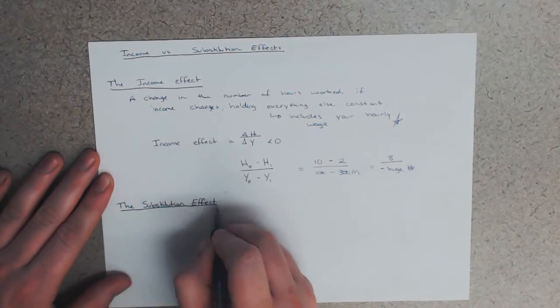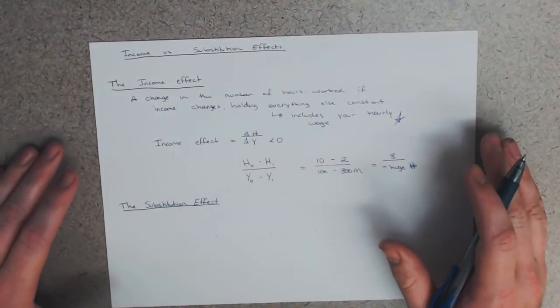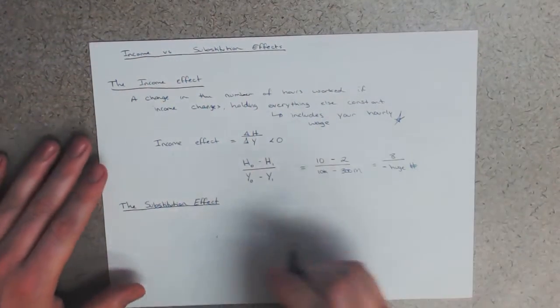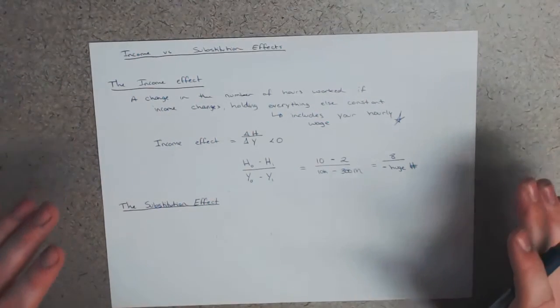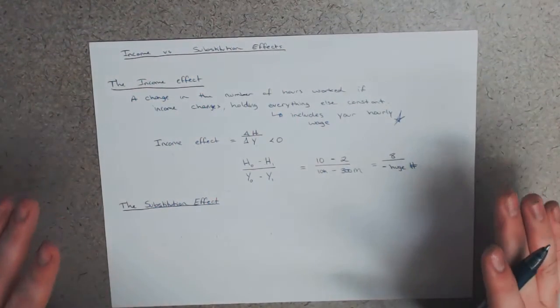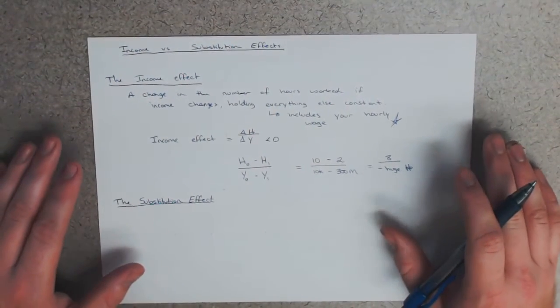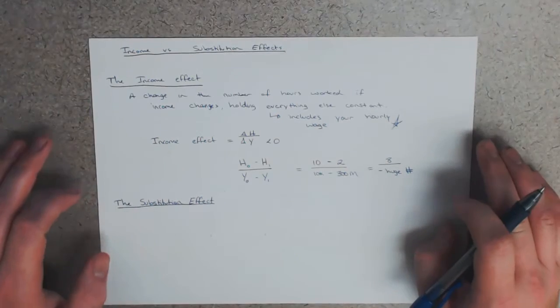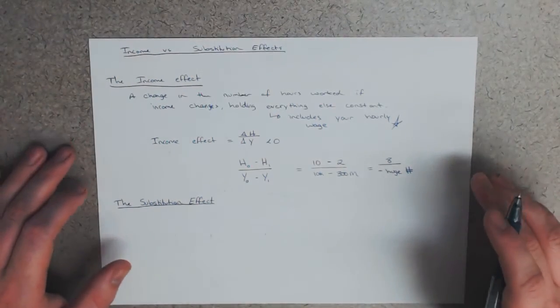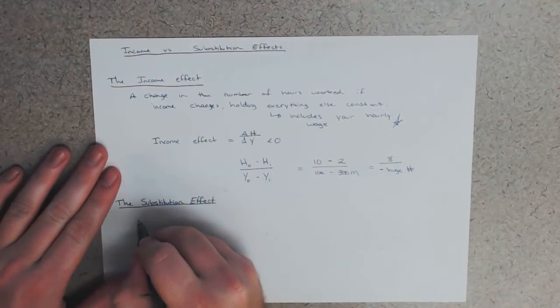Okay, now this one's tricky. This one's less intuitive by itself. Okay, so here's the question. Imagine that your income remains 100% constant. Everything, you have the same amount of money in the bank as you do now. Okay, but your hourly wage increased. Okay, so now we're going to hold everything constant.